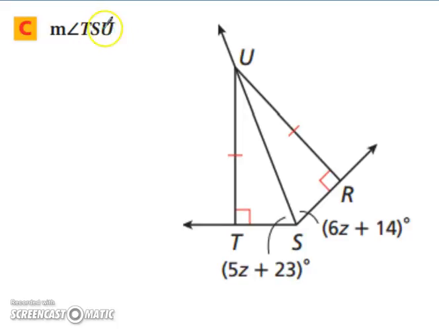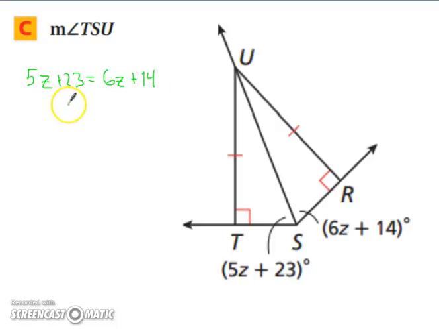We want to find the measure of TSU. Well, since we have our two segments here that are congruent from a point and meet the rays of our angle at a perpendicular, that means that these two angles have to be congruent. So let's set them equal to each other. We have 5z plus 23 equals 6z plus 14.